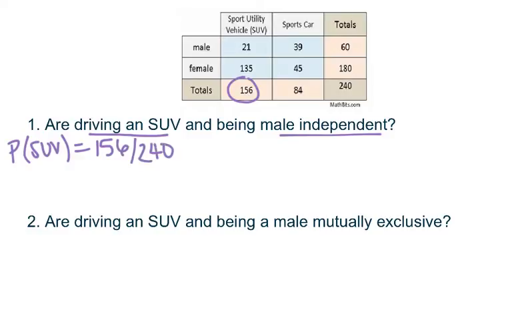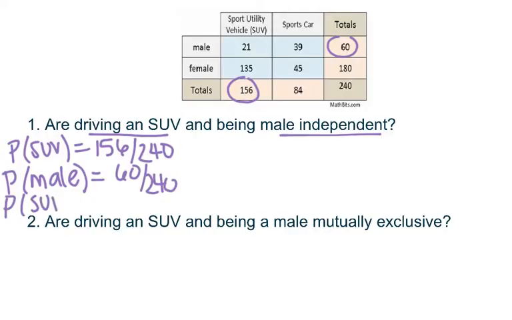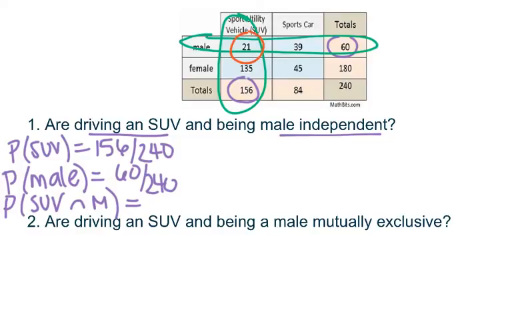So that's my probability. Then I need the probability of being male. So in this study, there are 60 males out of 240. And then finally, I need to know the probability of being both. So driving an SUV and being male. So here again, this is where I look for the overlap. So in this, this is all the different people that drive SUVs, and this is all the males. So they overlap at 21. So that probability is 21 out of 240.